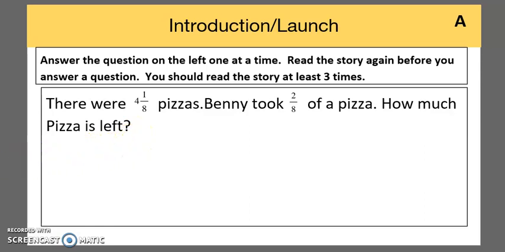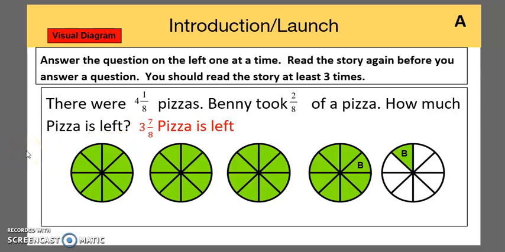First is going to be a visual. Here's a visual diagram in order to make sense of the problem. We see that there are 4 1/8 pizzas, and I provided a diagram of 4 whole, 1, 2, 3, 4, and 1/8. So 4 1/8, and then we notice that Benny took 2/8. I noted that B is Benny, and he took 2 of the slices. We can have students identify how much pizza is left, and we would arrive at the answer of 3 7/8.